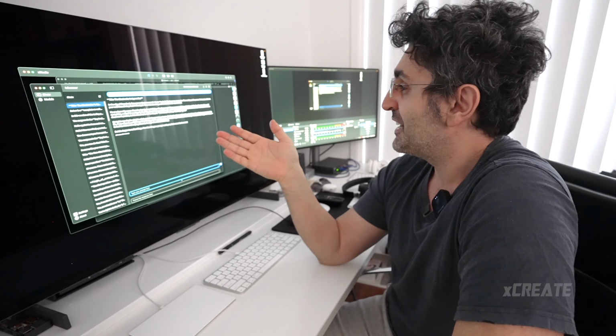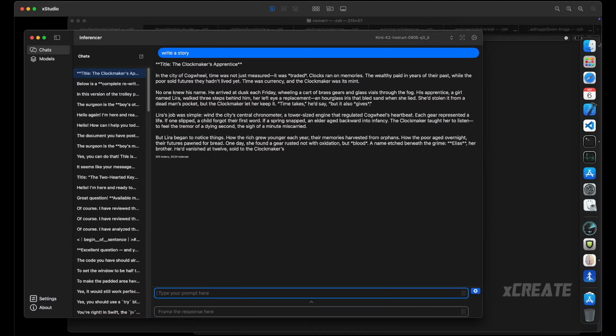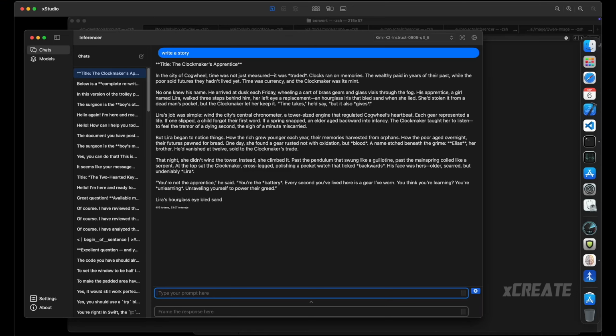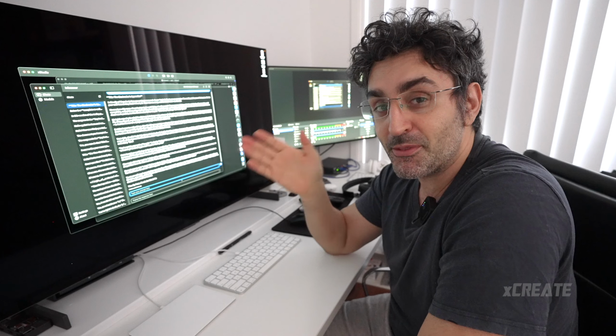The city is of cogwheel. Time was not just measured, it was traded. This is actually a really good story. Actually, you are not the apprentice, he said. You're the battery. So this is a 1 trillion parameter model.